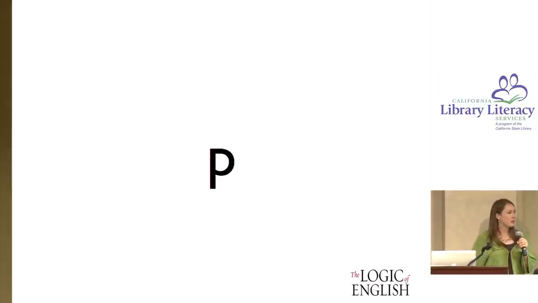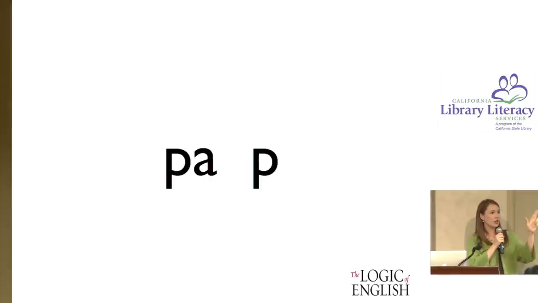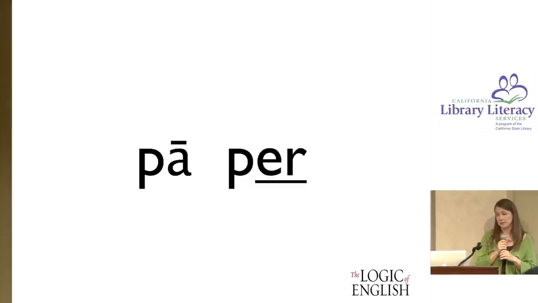Let's try the word paper. How many syllables in pay, per? First syllable is pay, p-a. Second syllable is per. Sound it out with me, p-er. Go ahead and write it. By the way, I teach people to read in the same way. I teach them to think of words, to have to break them into their sounds, write them. They have to analyze it this way. So they learn to read through spelling. Let's sound it out together.